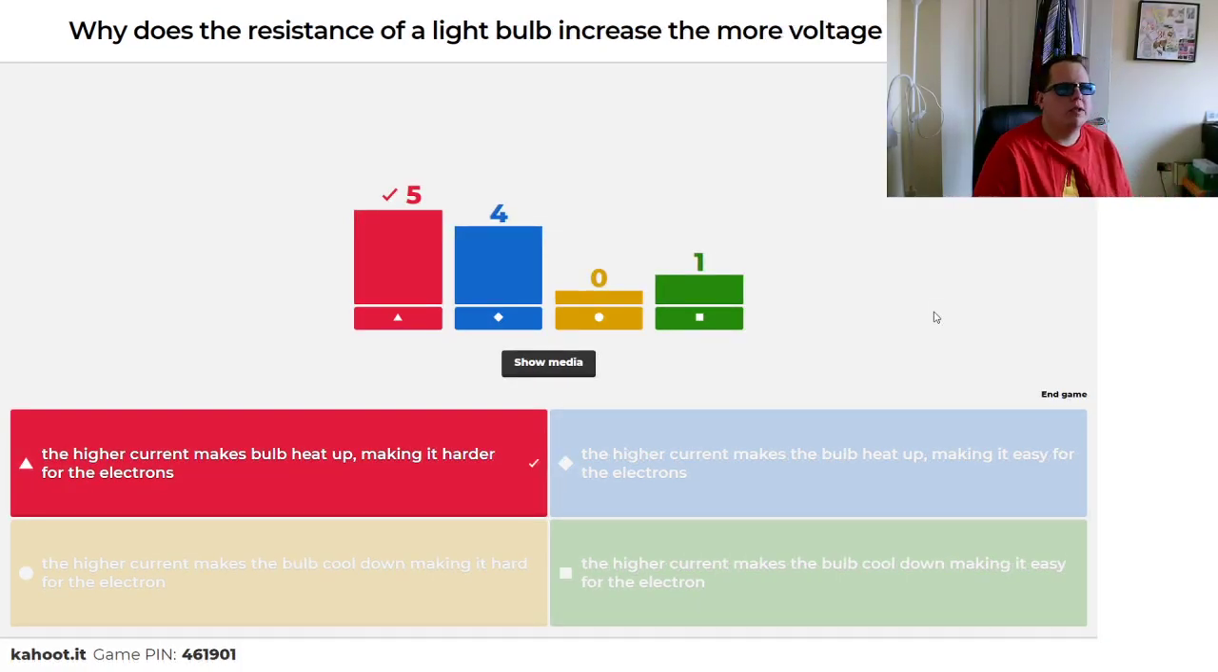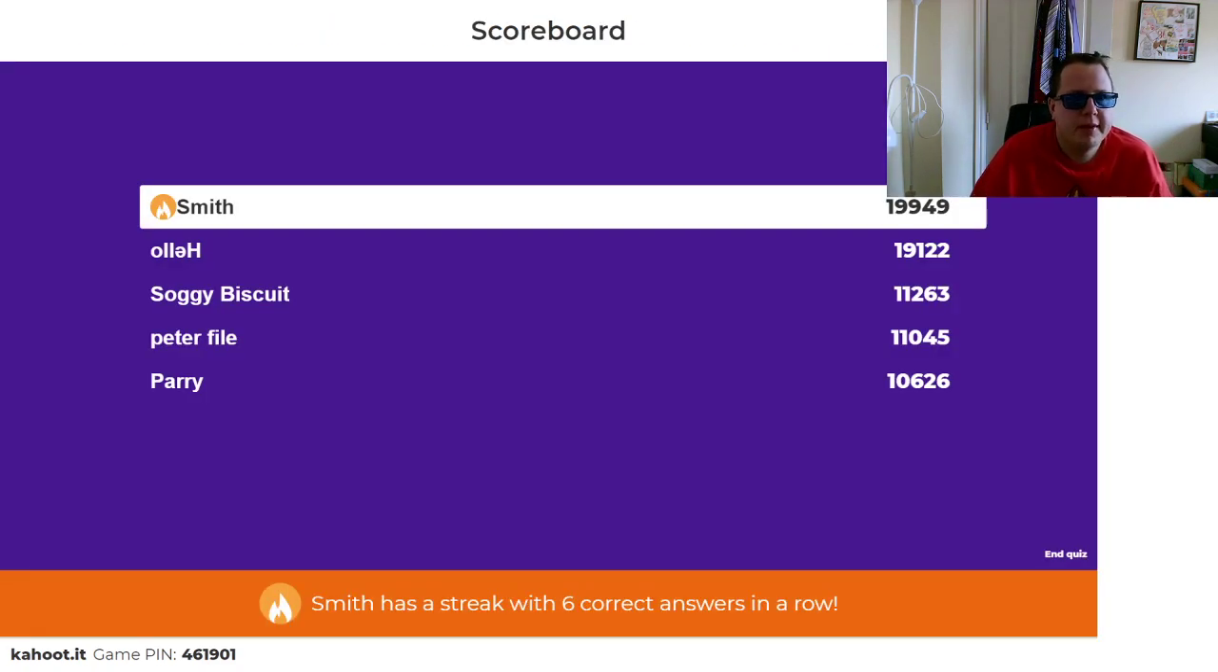The higher the voltage, the higher the current through our bulb. Higher current makes the bulb heat up, making it harder for the electrons to get through, because the metal will be vibrating more, so the electrons struggle to get through.